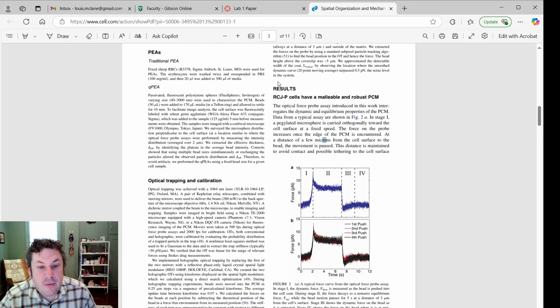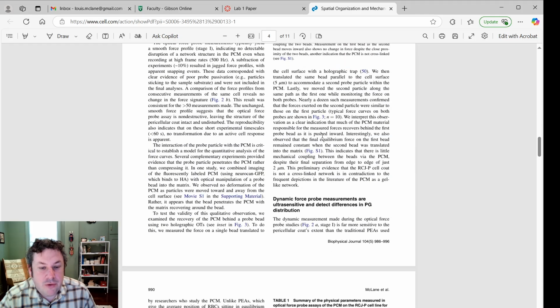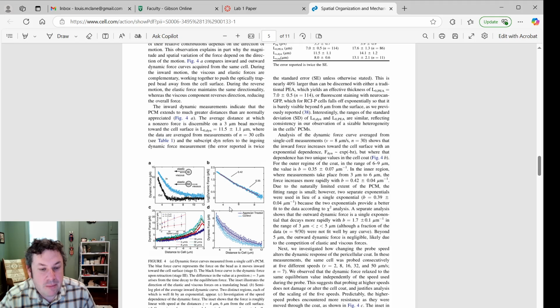You can see here the results as a main section, and then there are subsections. So they have a malleable and robust paracellular matrix, and then I have dynamic force probe. This is a different section where we did a different experiment that's shown here. This is a subplot where you have 4 plots in one plot. I can imagine certain experiments that you do that do this, but I'm not going to require you make a sophisticated plot like that.